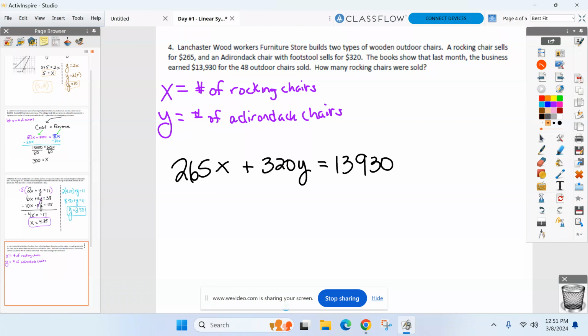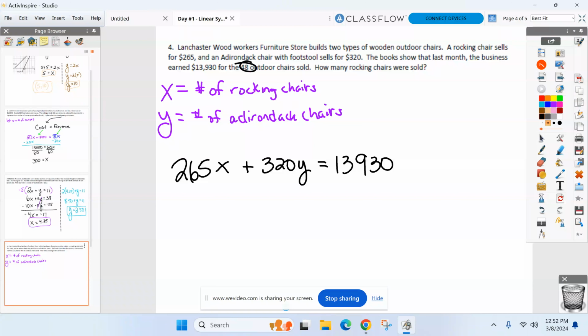Where does the second equation come from? I still have that 48 hanging out there. 48 total chairs I made. That's got to come into play somehow in this second equation. Any thoughts from any studs here? How is that 48 going to come into play?